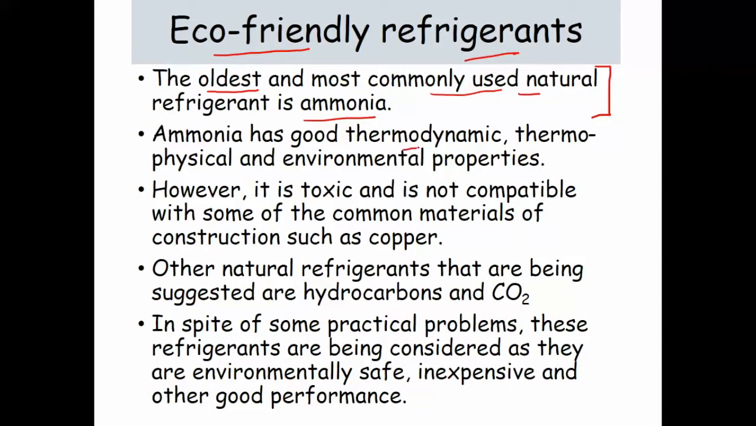Ammonia has good thermodynamic, thermophysical and environmental properties. All the properties are good, but the only disadvantage of ammonia is that it is toxic. That's why ammonia is not recommended for domestic refrigeration systems, or systems where food is involved, like in cold storage or other activities where food is involved, or where toxicity should not be there. So that's why ammonia is not that much recommended.